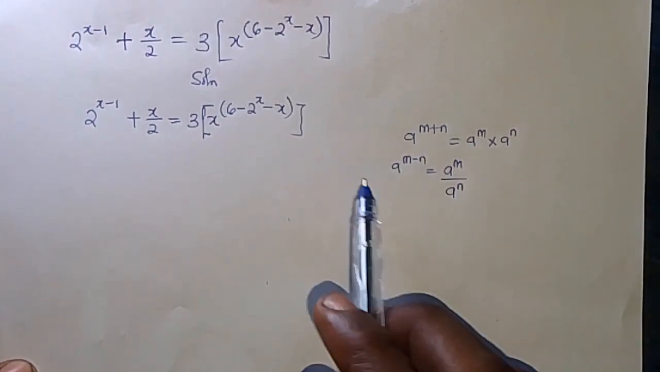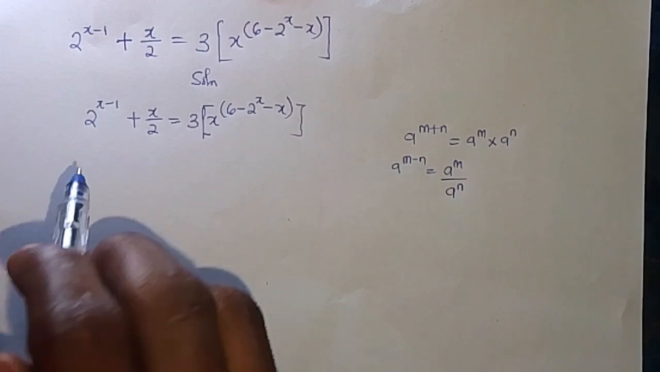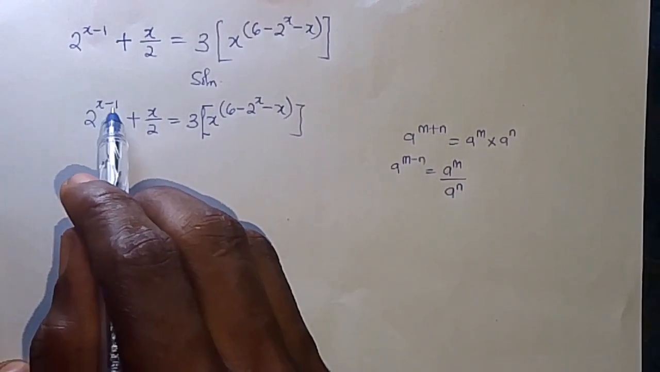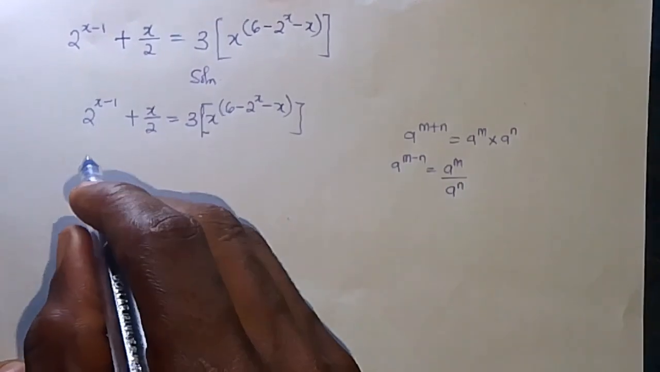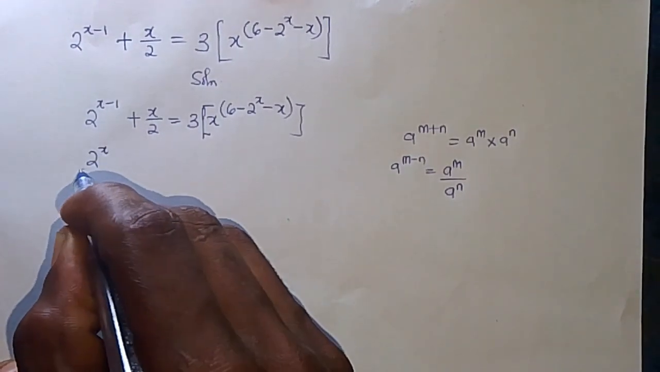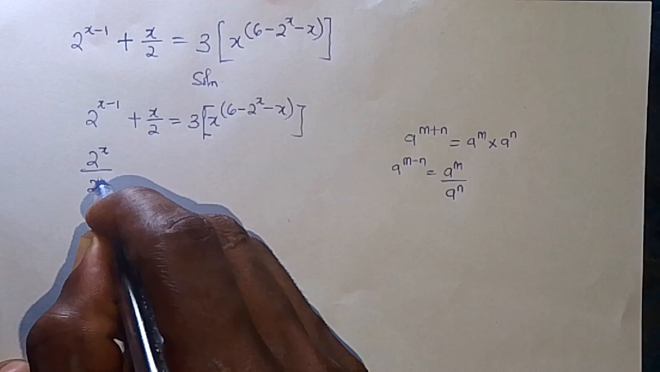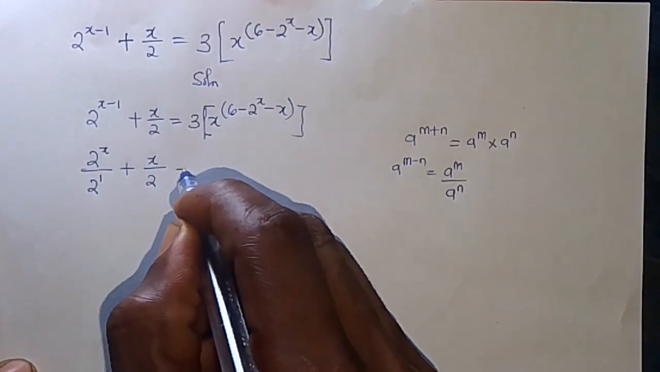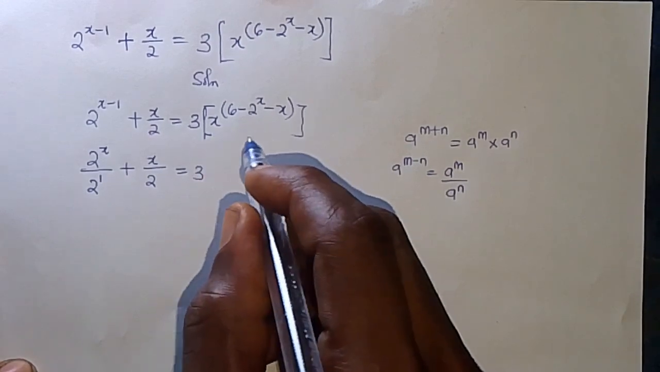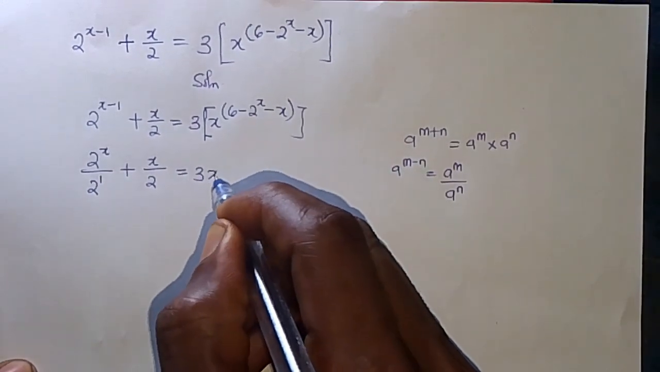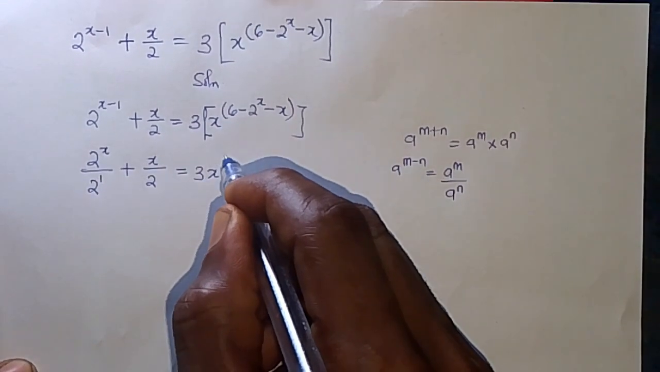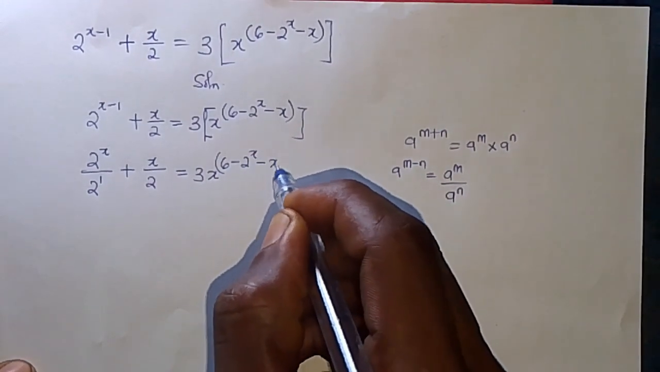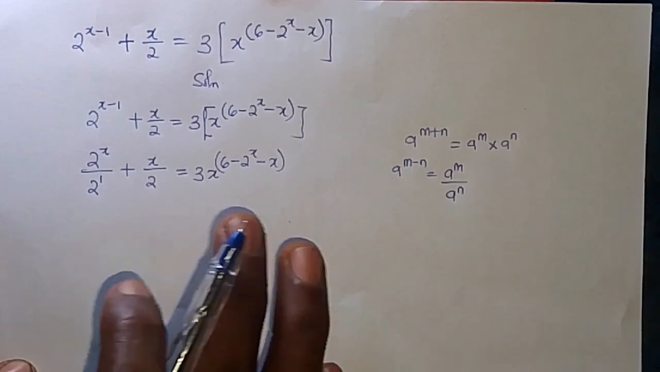So let's apply these laws here to solve this problem. On the left hand side of this equation we have 2 to the power of x minus 1. So applying this law, we are going to have 2 to the power of x divided by 2 to the power of 1, plus x divided by 2, equals 3 multiplied by x to the power of 6 minus 2 to the power x minus x. And this is what we have at this point.